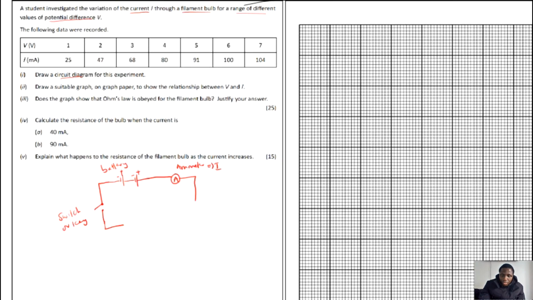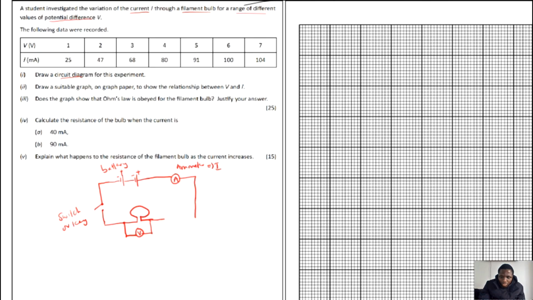Here I'm going to be connecting my voltmeter in parallel to the filament bulb. This is the voltmeter here. I will tell you how it is done in practical. So here we have the filament bulb attached in parallel to the voltmeter. I'm going to draw the filament bulb here. Notice this point, it is the point where it's parallel.